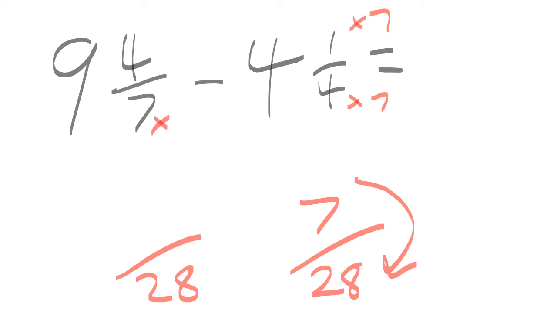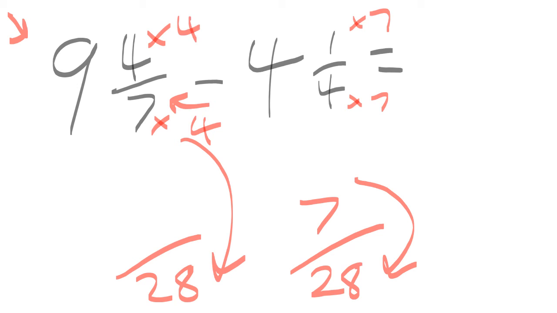Right, over here with 9 4/7. What did we times this 7 by to get 28? We times it by 4. So with fractions, whatever you do to the bottom, you've got to do to the top. So 7 times 4 equals 28. Great. 4 times 4 equals 16. Okay, ta-da!